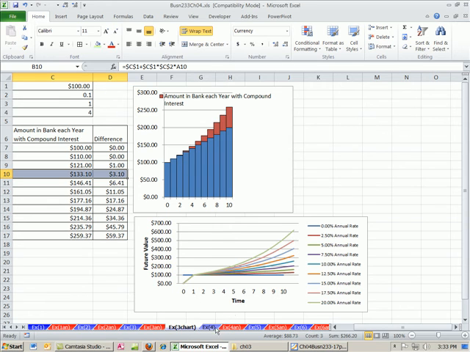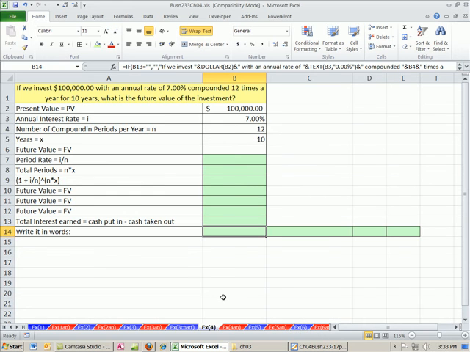Now, we still have two more examples of future value calculations before we go on to our next present value calculation. How about this one? If we invest $100K with an annual rate of 7% compounded 12 times a year for 10 years, what is the future value? Now, in this one, I want to be explicit. I want to do the period rate, total periods, and even the present value factor here.